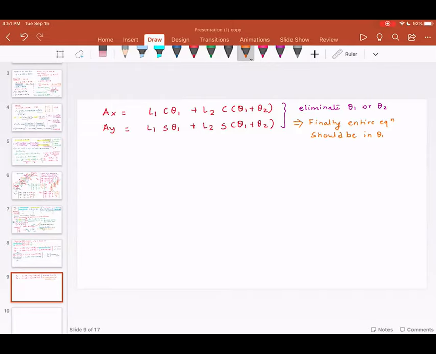So what I would do is, I'm going to take L1 cosine theta 1 and subtract from AX. AX minus L1 cosine theta 1 is equal to L2 cosine theta 1 plus theta 2. Take the L1 sine theta 1 term on the left hand side. AY minus L1 sine theta 1 is equal to L2 sine theta 1 plus theta 2. Everyone understood this? So what I did, I just moved one term to the left hand side. And the reason for doing this is I can square and eliminate the theta 1 plus theta 2 term.